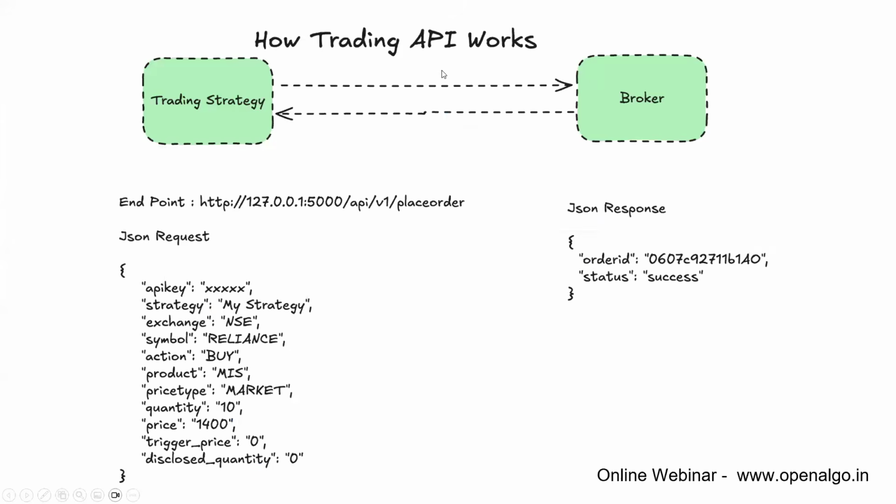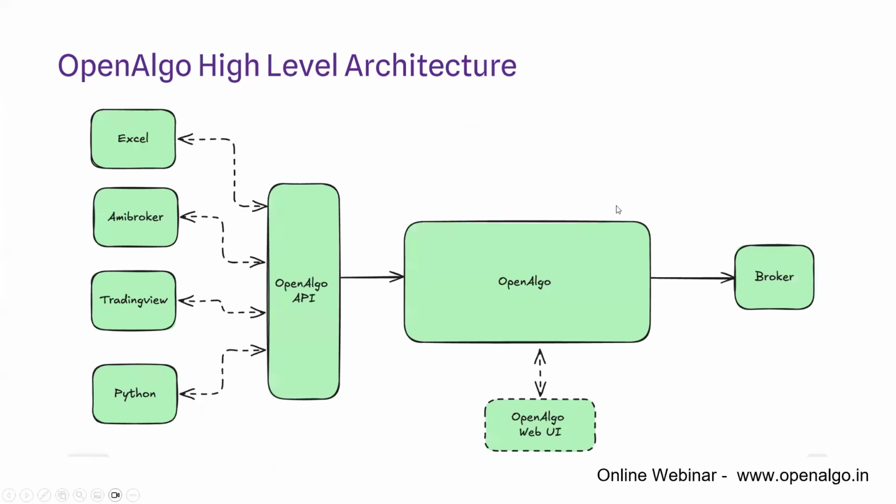All right, I guess we also talked about how API trading works. We have an endpoint, we have a request, and we get a response, right? So this is a high-level OpenAlgo architecture. We can send our orders from any tool where you have your trading strategy. It could be Python, Node.js, TradingView, AmiBroker, or Excel. Your interface is always with the OpenAlgo API only. OpenAlgo in turn communicates to the broker. It acts like a kind of translator. OpenAlgo also provides you a web-based UI to monitor your strategies and various other things, right?